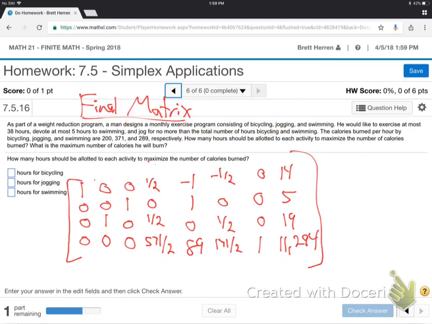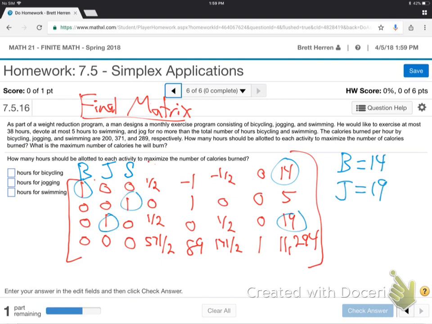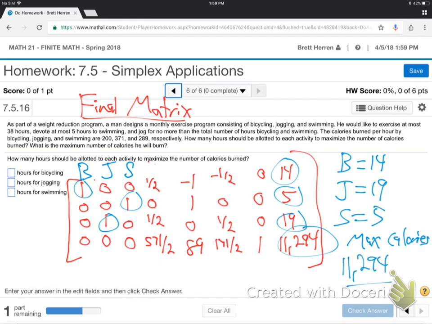So that means right at the top up here, this is B, J, and S. So 1, go across, B is 14. J, 1, go across, J is 19. S, go across, S is 5. And the number in the lower right is always the thing you're trying to maximize. That's max calories. 11,294. So the max calories is 11,294. And we did it.